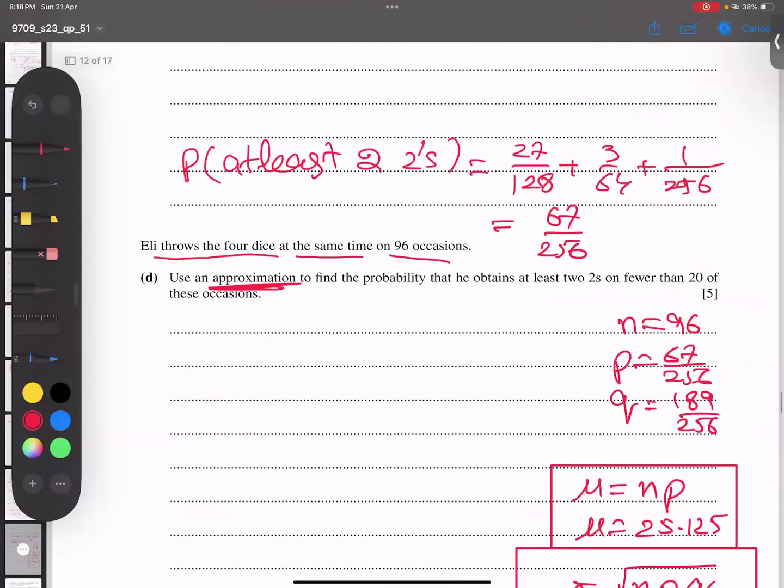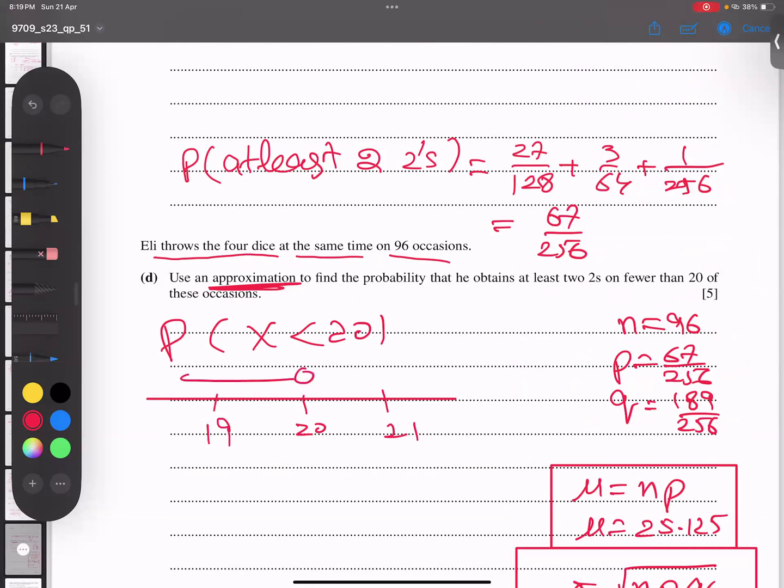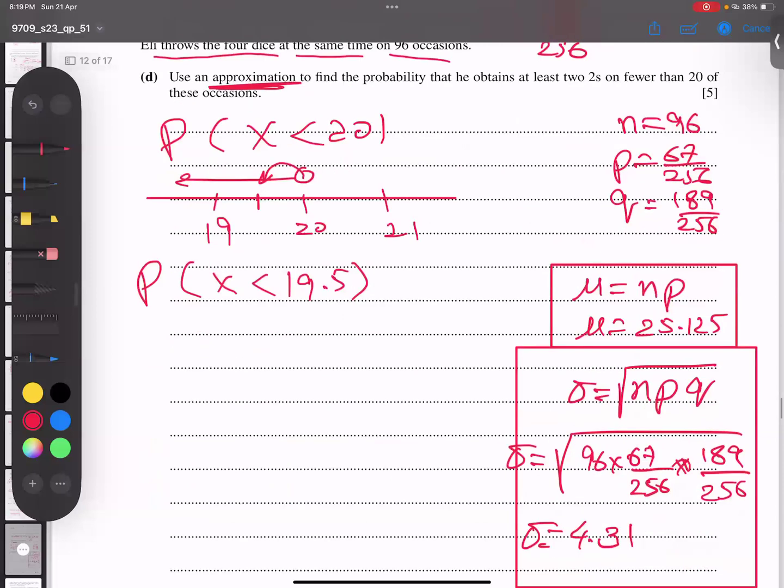And now what is it asking for? Fewer than 20 on an occasion. Fewer than 20 means less than 20. And whenever the word approximation comes, we must do continuity correction, students. What is the method? I write 20, one number bigger, one number smaller. He said less than, so I jump 0.5. The middle value is 19.5. So less than 19.5. Let's try to do it.